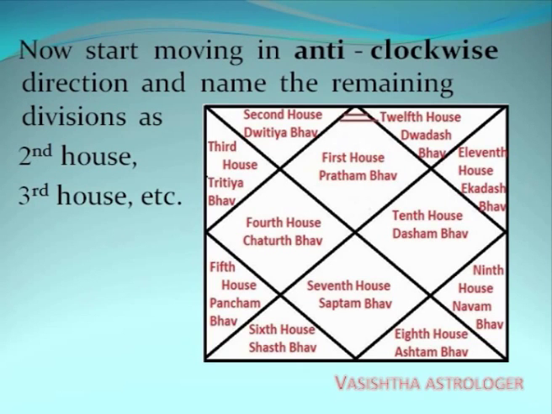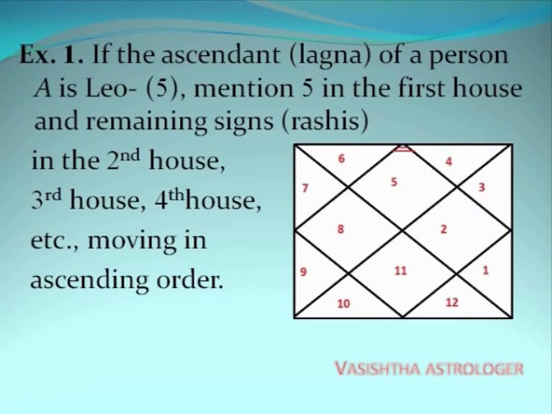Observe this diagram closely and identify the location of each house. Always remember, in a North Indian birth chart, the locations of houses never change. Now we shall discuss one example to see how the 12 signs, that is 12 rashis, are placed in different houses in a North Indian birth chart.